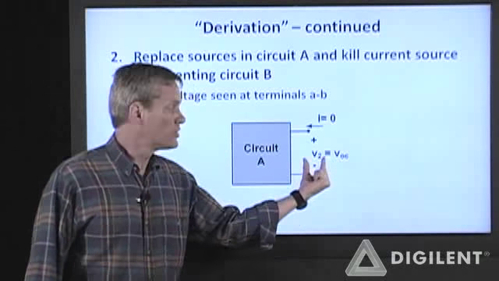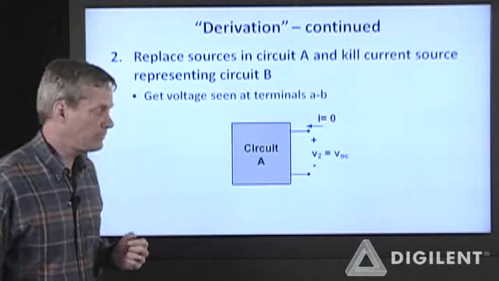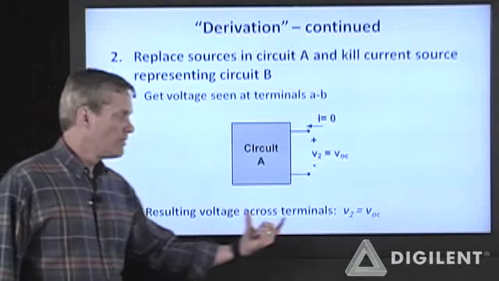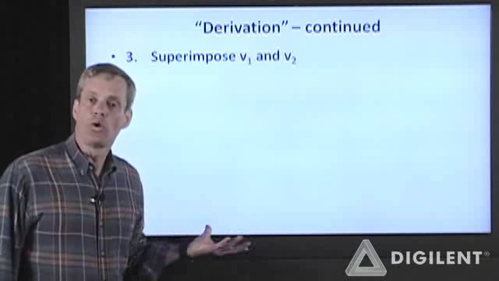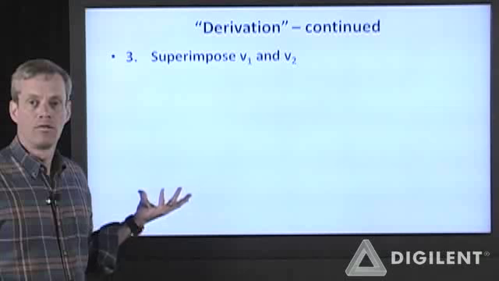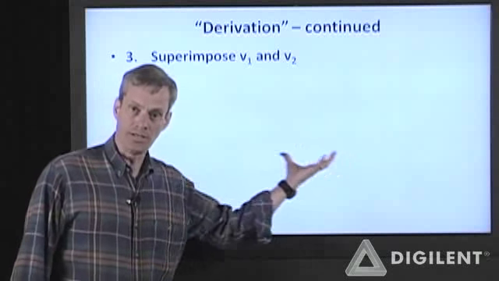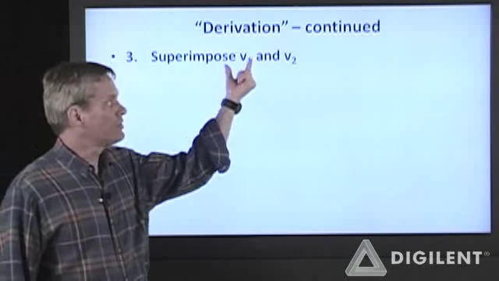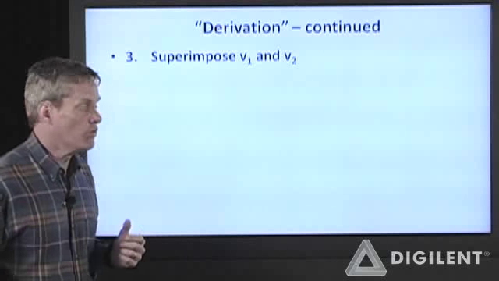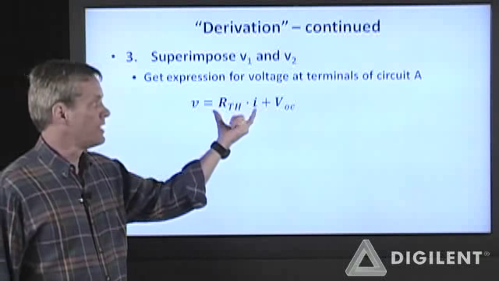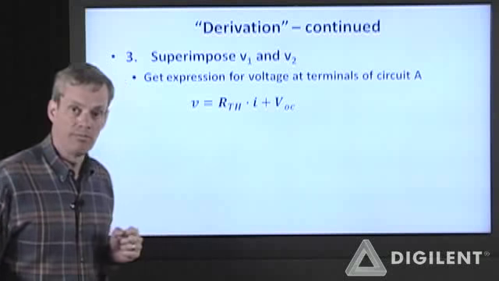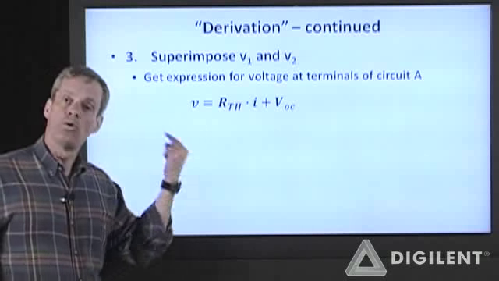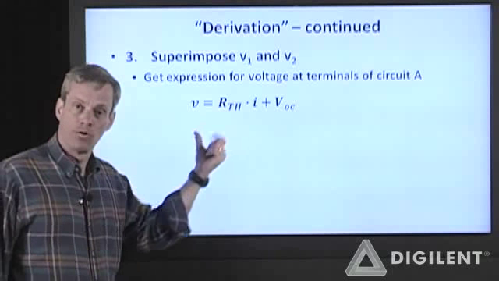So V2 is generally referred to as the open circuit voltage, or VOC. So V2 is just VOC. Now to get the total voltage current characteristic due to all the sources in the circuits, A and B, we need to superimpose V1 and V2. So the total voltage is V1, which was RTH times I, plus V2, which was VOC. That's our old expression for the Thevenin voltage.